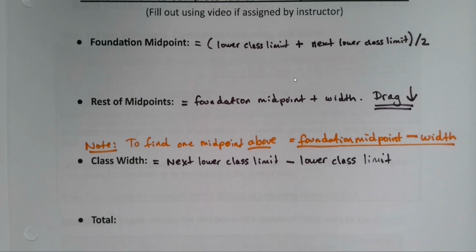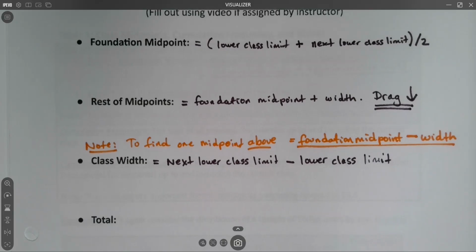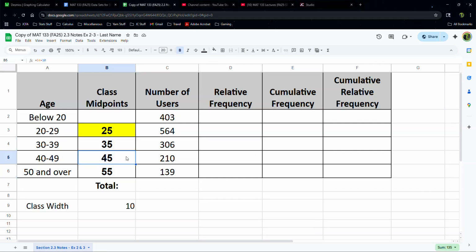All right, so if we look at our particular example, we actually have this. So I found all the rest of them by adding, right? I added 10, add 10, add 10, and it automatically fills in the cells. Up here at the top, I'm missing a midpoint. So I have to type equals the cell with 25 in it, so B3, minus 10, because it'll be 10 below as opposed to the other ones which are 10 above, because the class width is 10.